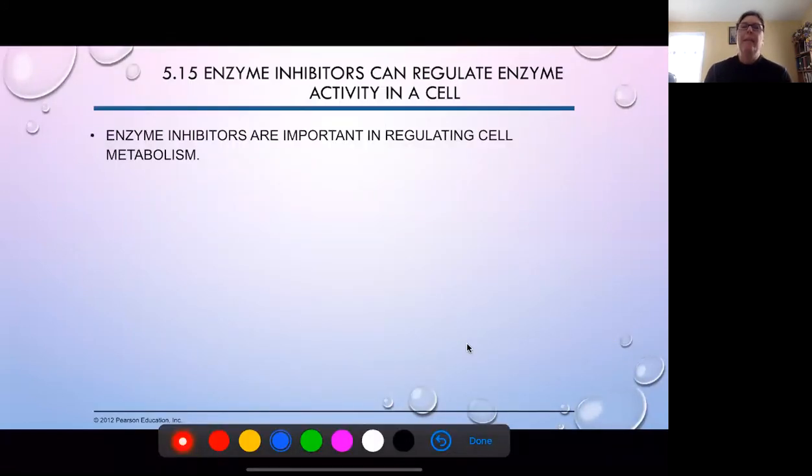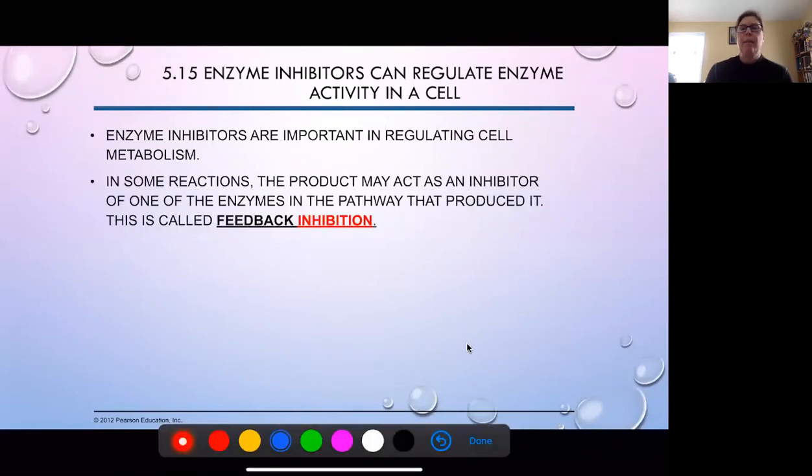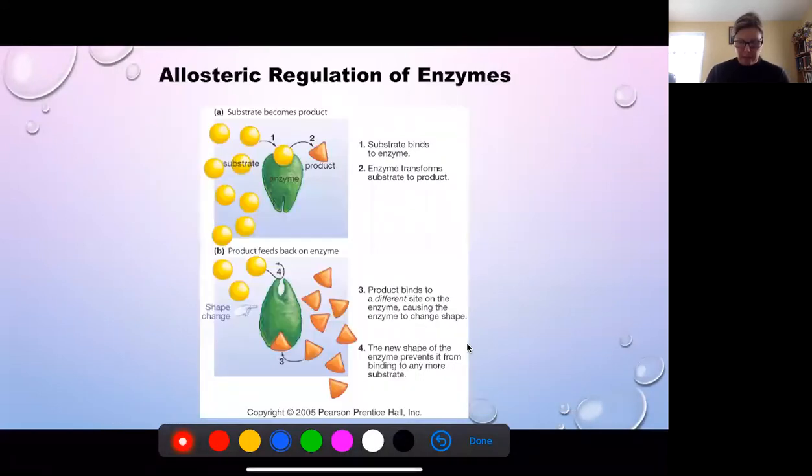So enzyme inhibitors are really important in regulating cell metabolism. In some reactions, the product may act as an inhibitor of one of the enzymes in a pathway that produces it. This is called feedback inhibition. And so if we look here, we have a lot of this yellow substrate. Again, the odds of it being bound to the enzyme increase, right? The more you have, the more collisions you have, the more likely you're going to have a chemical reaction.